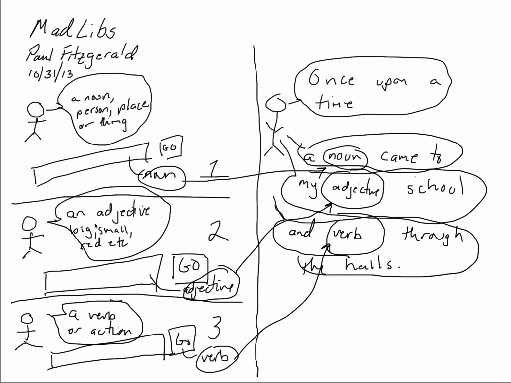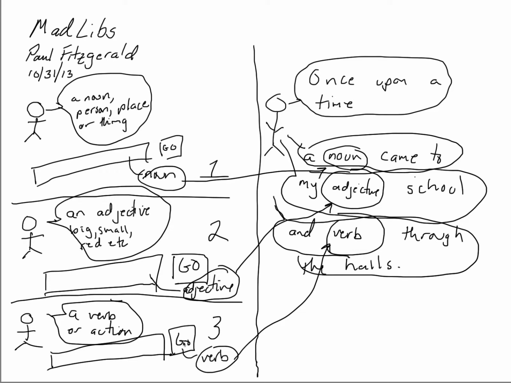An adjective: big, small, red, to help the user out. And then they're going to type in their answer in this box and click on that go button. Then finally, they're going to say, well, let's have a verb or an action. And we'll have our box here where they type in their answer and then click go again.